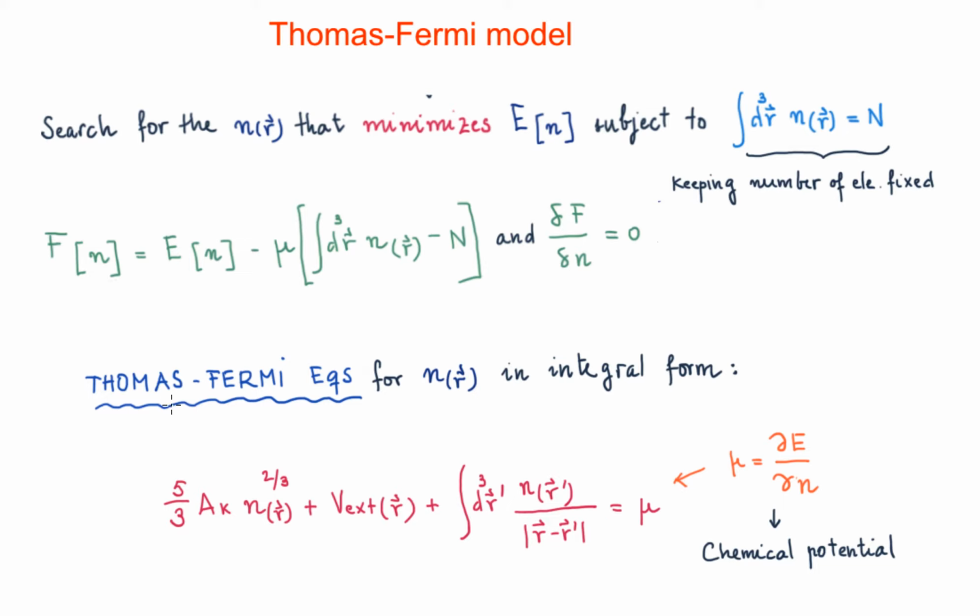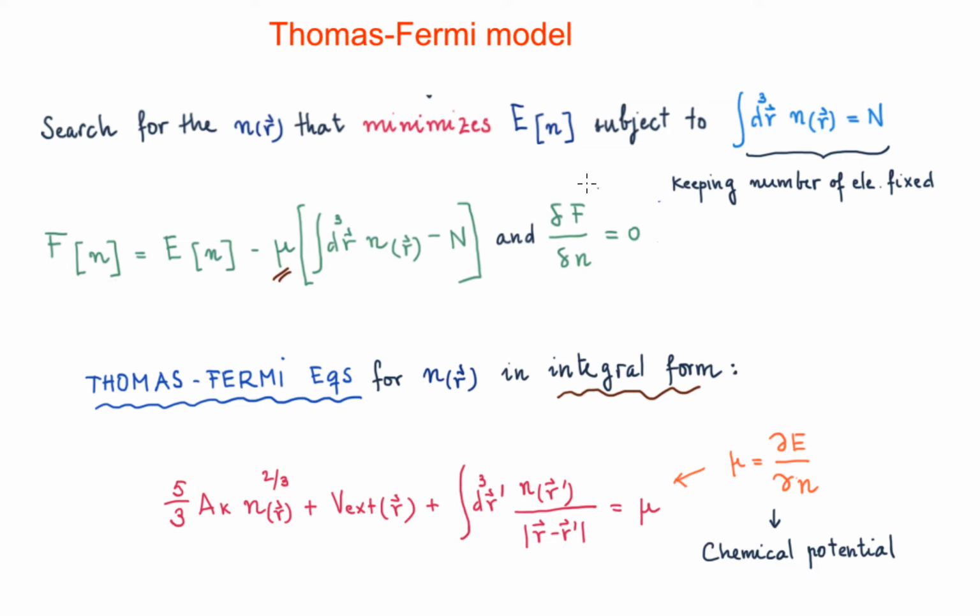This equation is called the Thomas-Fermi equations for the electronic density, and it has an integral form in the sense that the electronic density is inside an integral. And it makes this equation quite complicated to solve. By the way, here, the Lagrange multiplier appearing here has a physical meaning. And it's quite straightforward to derive the classical meaning of that Lagrange multiplier.